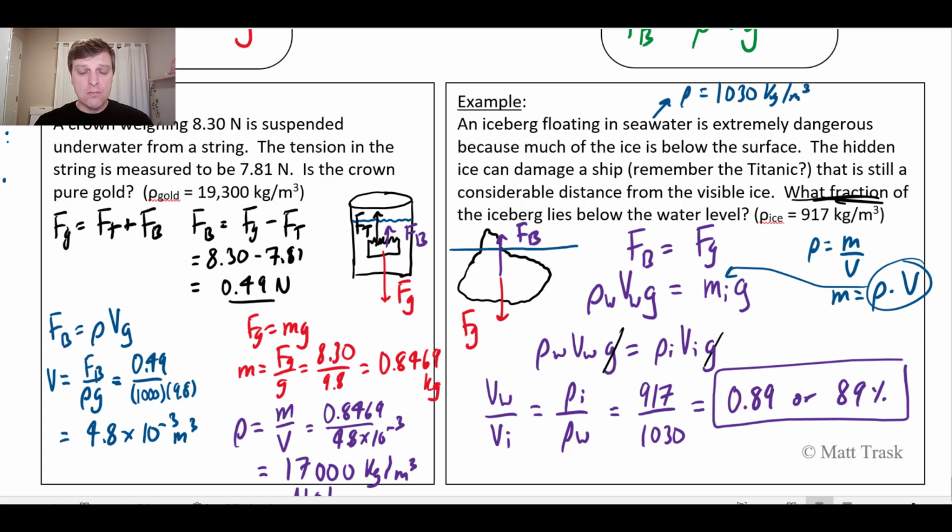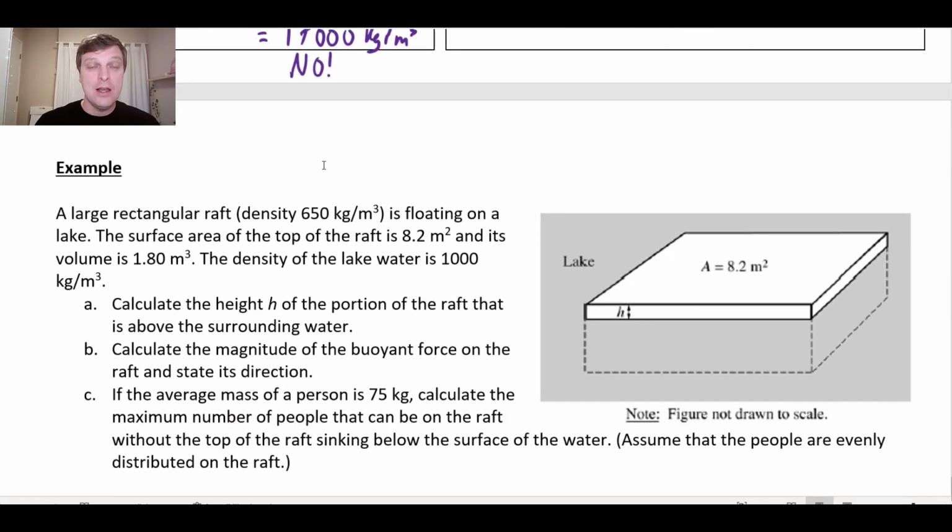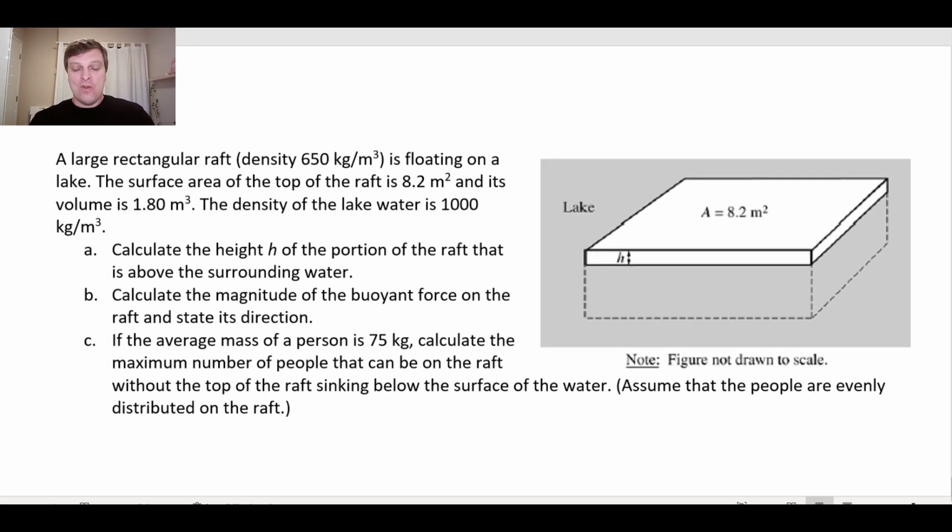Okay, we got one more question, and this one is a doozy, a bit of a classic AP problem. So we've got a large raft floating in the water, sitting on a lake, and the surface area of the top of it is 8.2 square meters. The volume of the whole thing is 1.8 cubic meters. The density of the lake water is 1,000 kilograms per meter cubed.